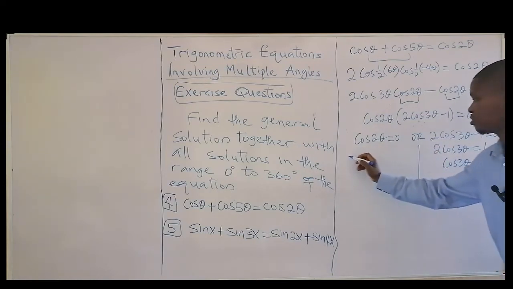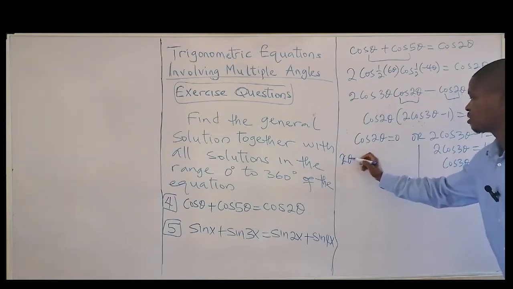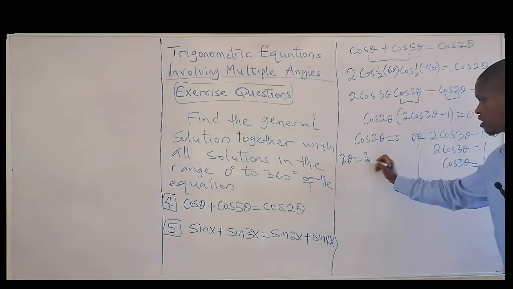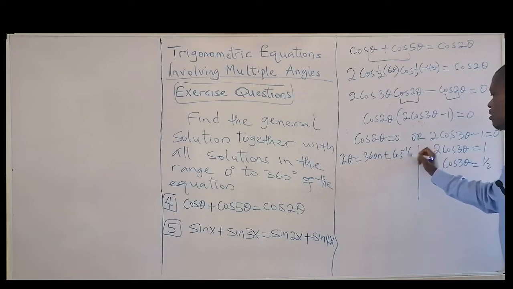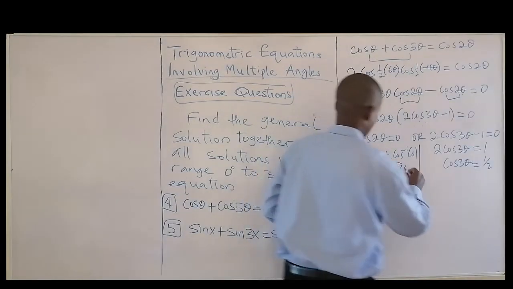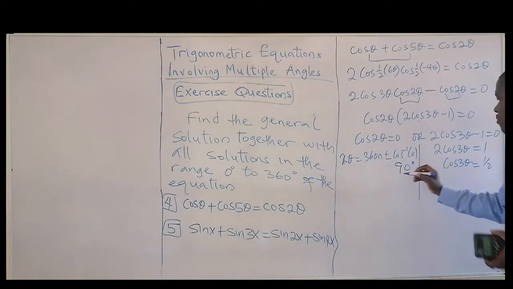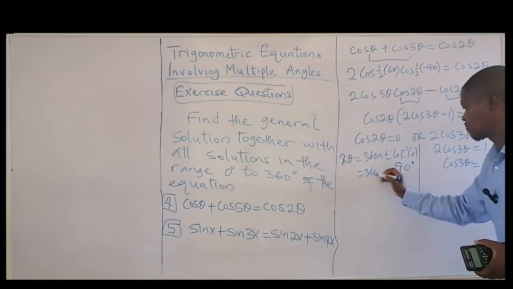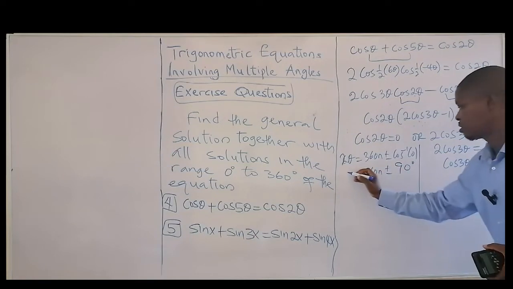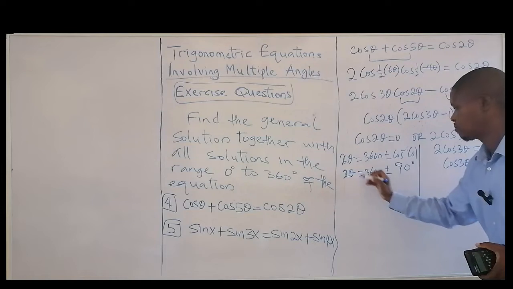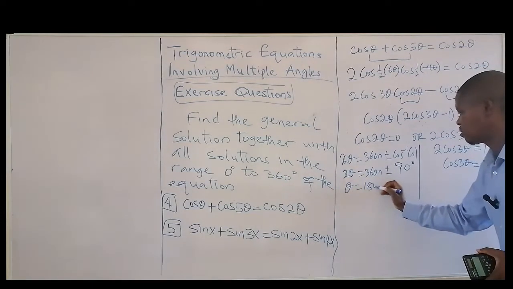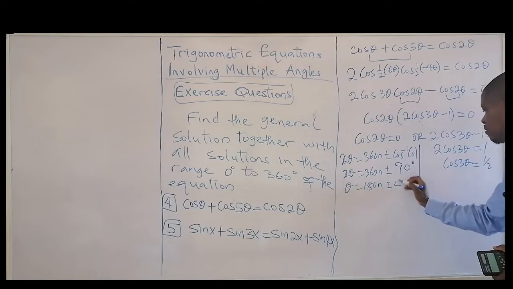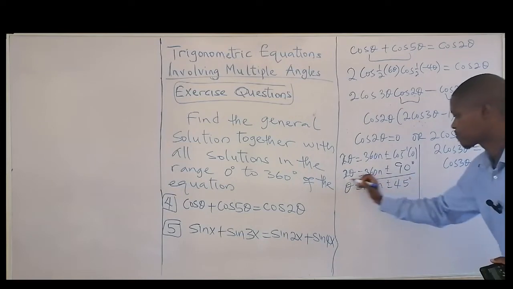Then we can get the general solution. 2 theta equal to 360 n plus or minus inverse cosine of 0, that's 90 degrees. Then you can divide by 2, and we have theta equal to 180 n plus or minus 45 degrees. That's the general solution.